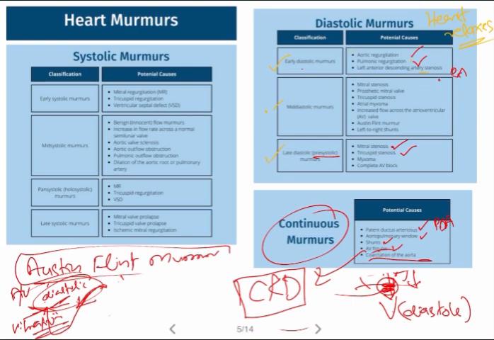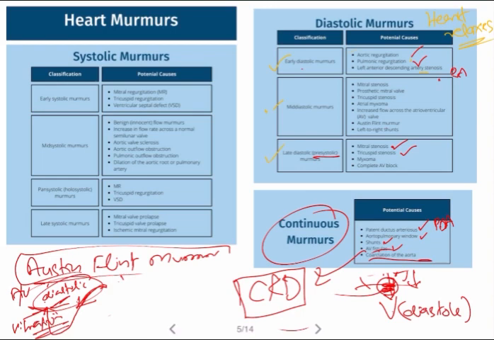So I think now you understand the concepts behind all these murmurs, because mugging up all these murmurs is difficult. That is why I stressed so much on why the murmur happens in early systole, why it is mid systole, why it is pansystole and all. Hopefully it is clear now.